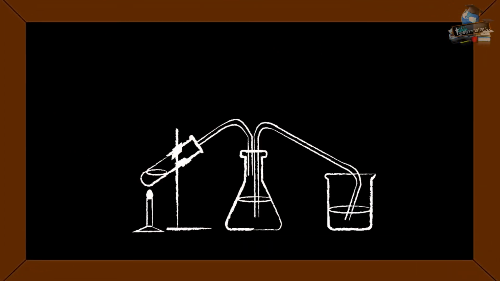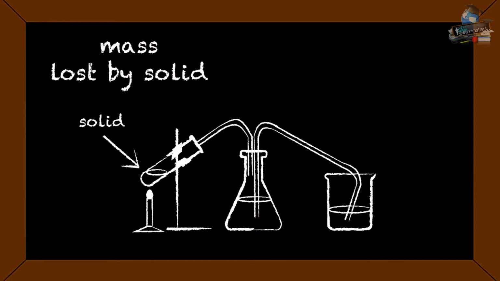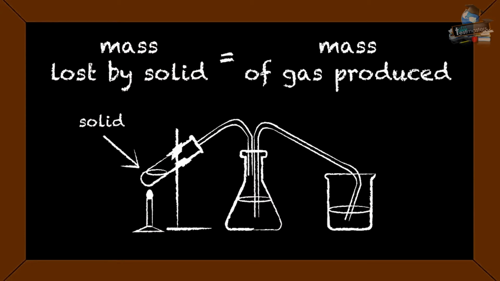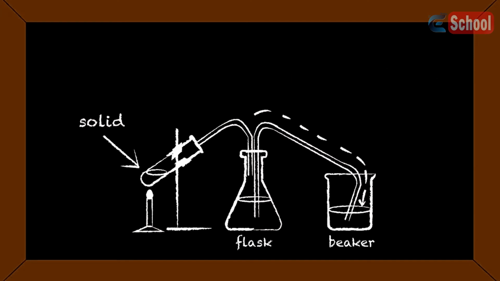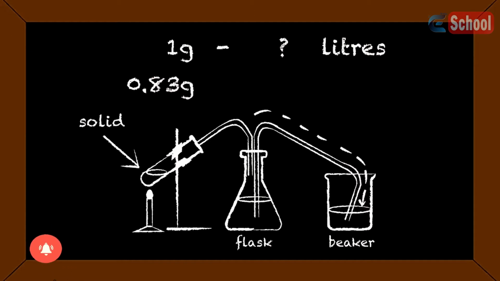From this reaction setup, you can measure the mass lost by the solid when it is heated. The mass lost by the solid in the test tube is the same as the mass of the gas produced. You can measure the volume of the gas produced by how much water is displaced from the flask into the beaker. How might you work out the volume for 1 gram of oxygen if you knew that 0.83 grams of oxygen produced 0.625 litres of oxygen from this type of experiment?